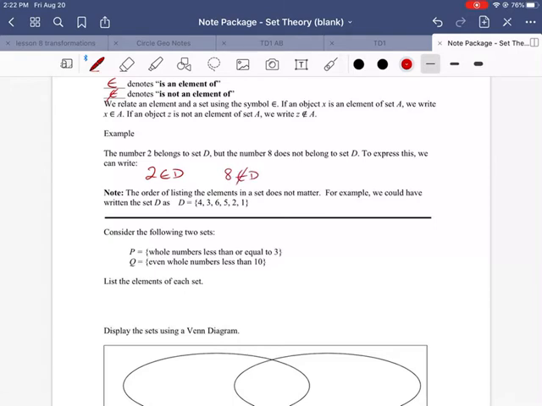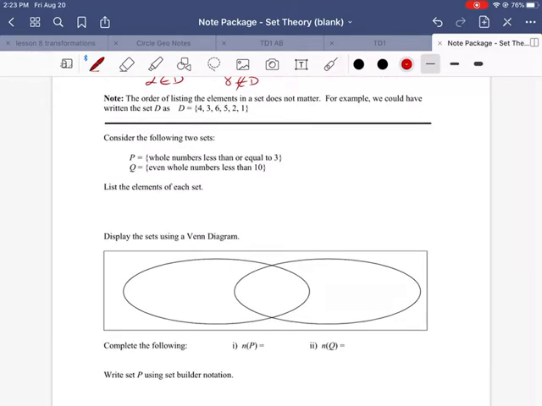The order of listing elements in a set does not matter. For example, we could have written this, the set D is D equals 4, 3, 6, 5, 2, 1. They're just elements of it. So let's consider 2 sets. We've got set P, which are whole numbers less than or equal to 3, and set Q, which are even whole numbers less than 10.